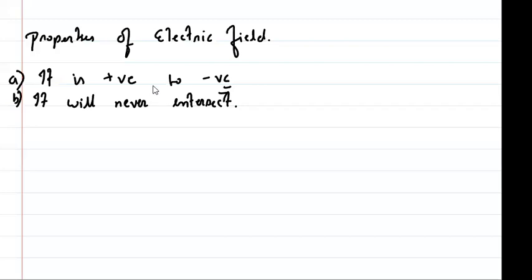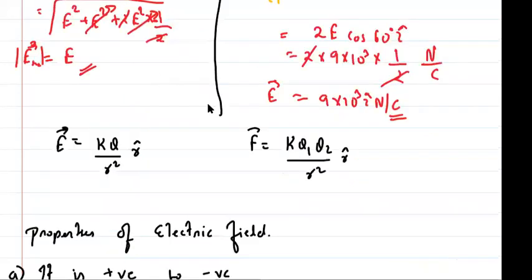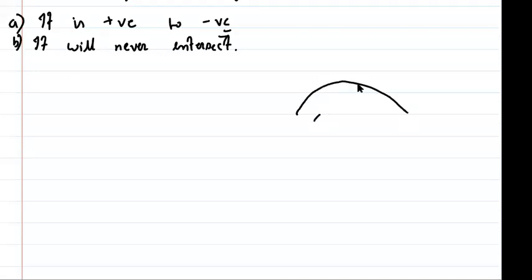Yes, so it will never intersect. The question is why it will never intersect. Now, suppose if any of the two lines intersect, what's the meaning of that? Let's make it happen. Suppose I'm having one electric field like this and another electric field like this. Now at this point, what will be the direction of electric field? Think about it.